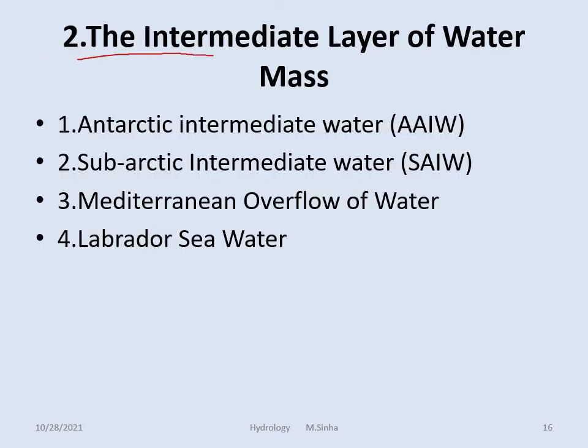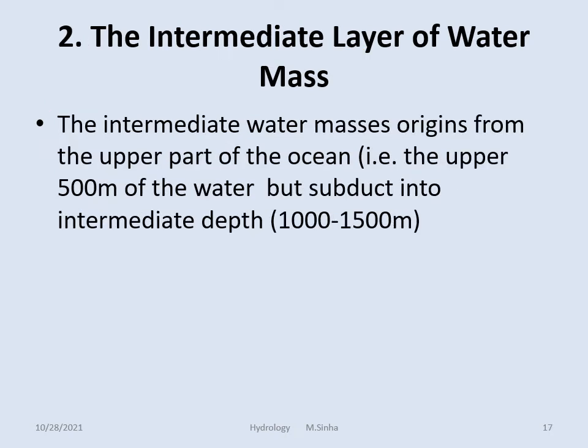Now come to the intermediate layer of water masses. The intermediate layer of water masses is segmented into four sections: Antarctic intermediate water, subarctic intermediate water, Mediterranean overflow water, and Labrador Sea water. Now come to the question: what do you mean by intermediate? Intermediate simply means neither deep nor surface water. It normally starts from a depth of 500 meters and ranges up to 1500 meters. This is the normal depth range of the intermediate layer.